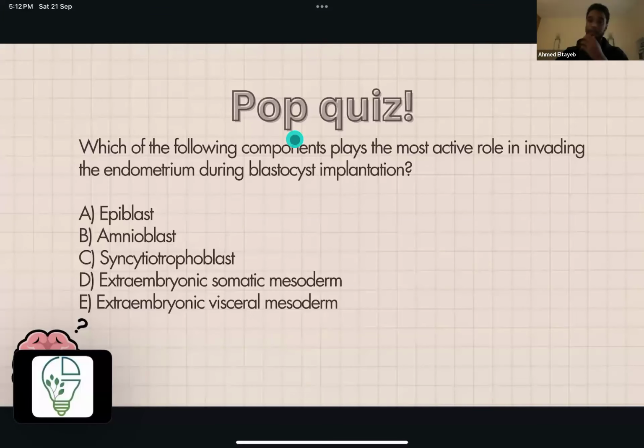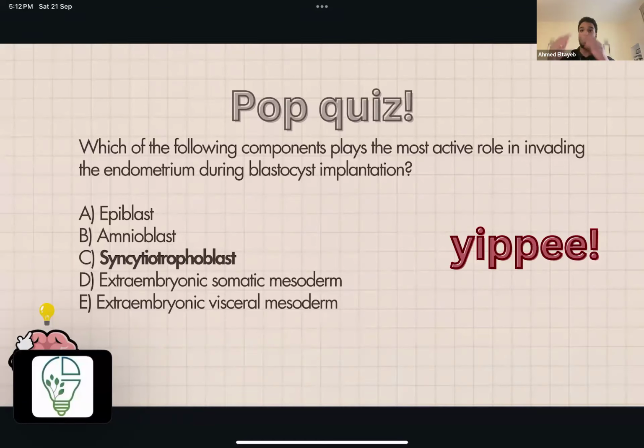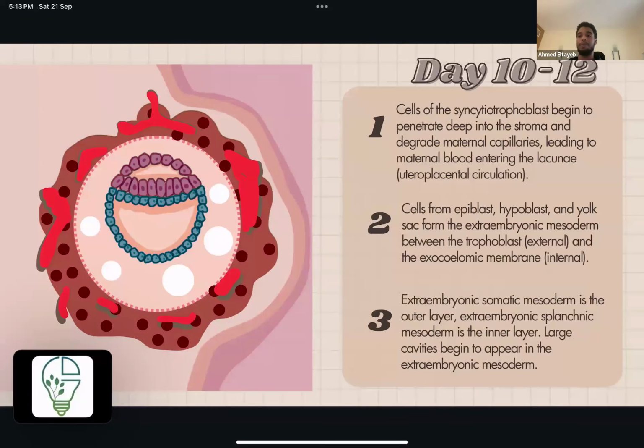So we said earlier, the trophoblast starts growing finger-like processes, which it digs into the epithelium of the endometrium. And these finger-like processes come from the syncytial trophoblast. It's not actually the trophoblast, it's the more differentiated form, which is the syncytial trophoblast. Epiblast, amnioblast, these are the inner cell mass, so they don't really contribute to the digging. And extraembryonic somatic and visceral mesoderm, this is much later on, days 12, 13-ish. We'll start discussing it now.